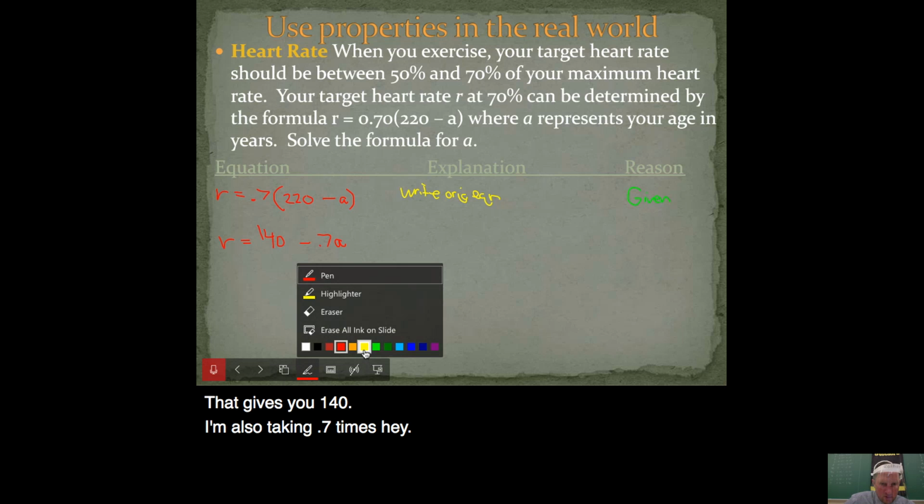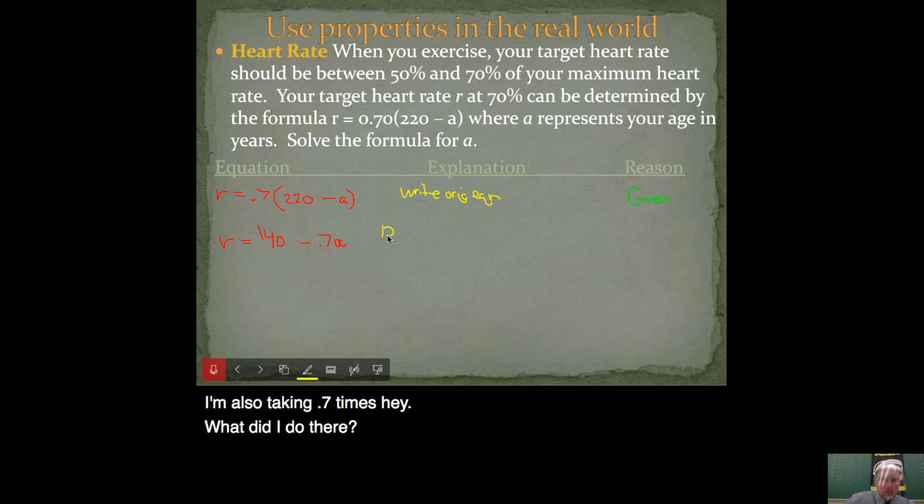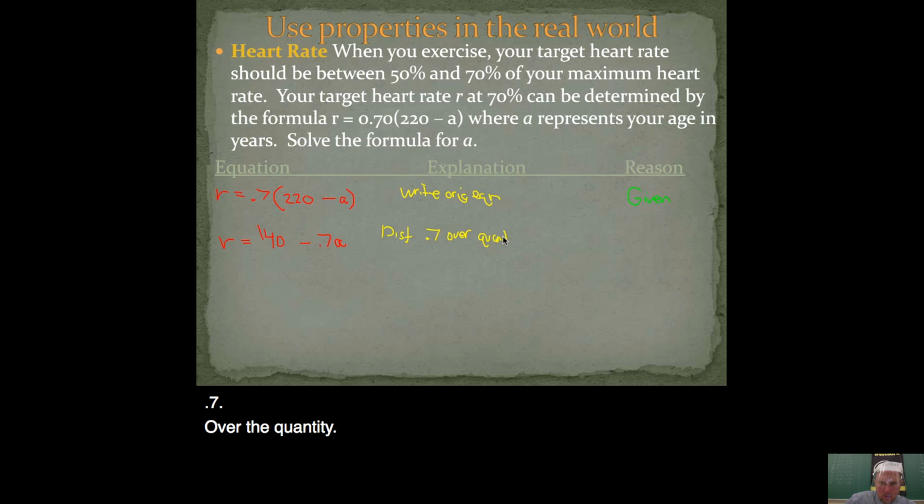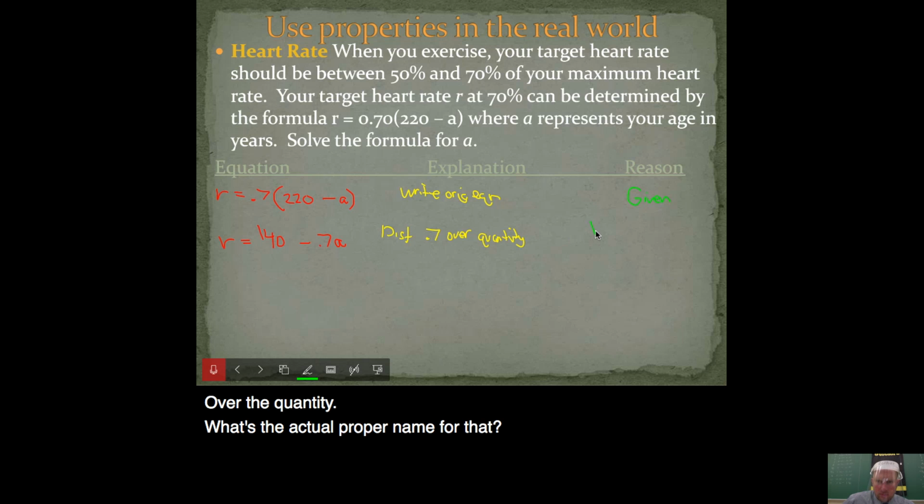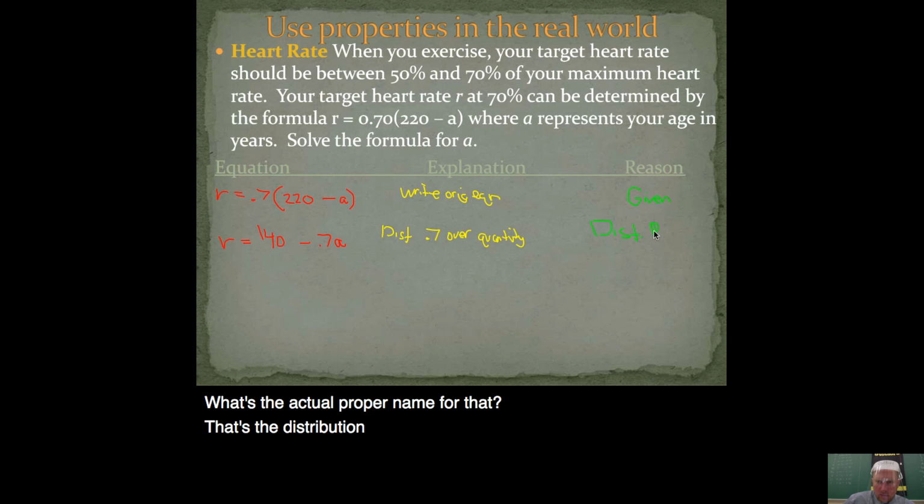What did I do there? I distributed 0.7 over the quantity. What's the actual proper name for that? That's the distribution property of equality.